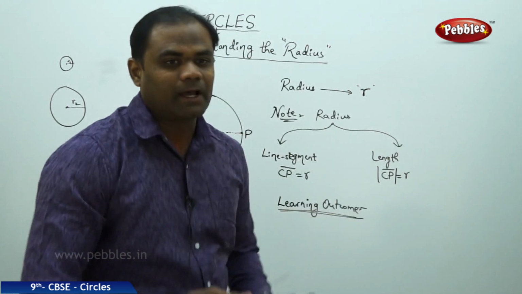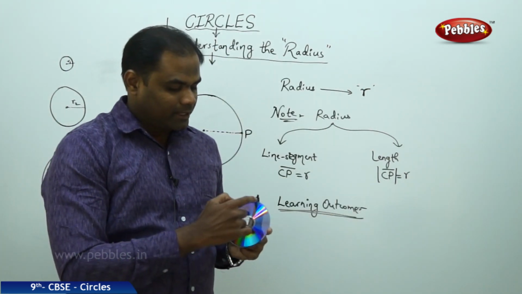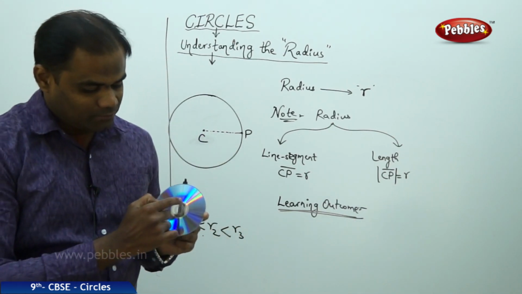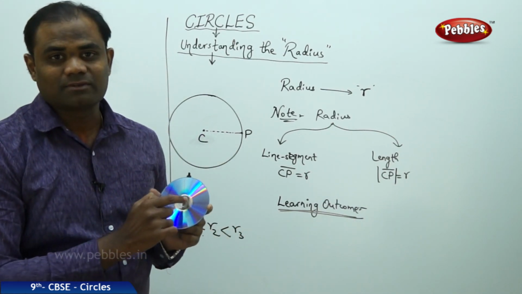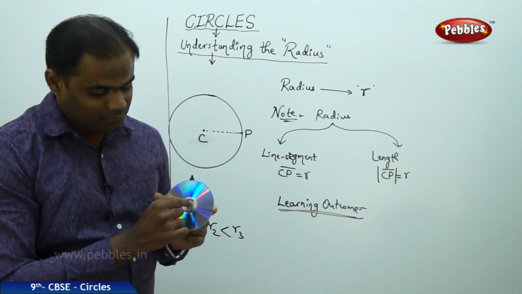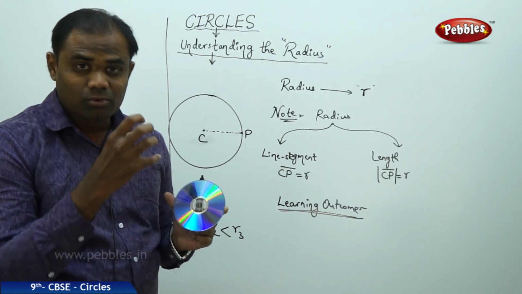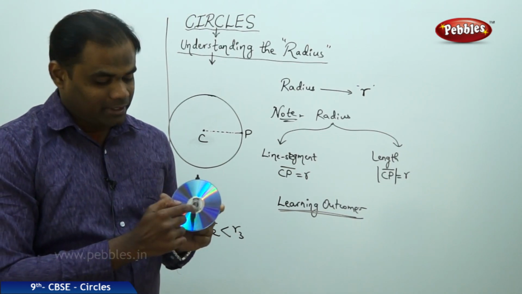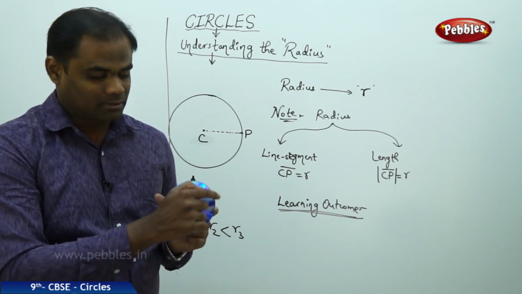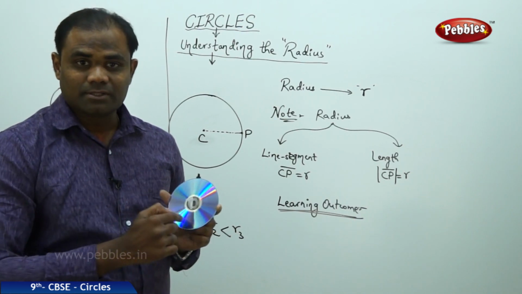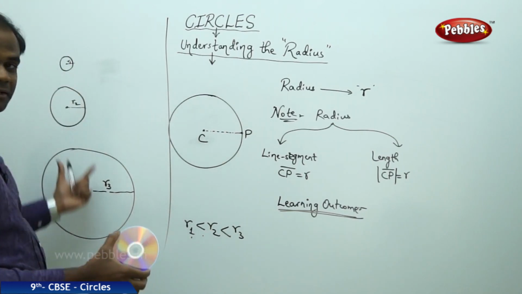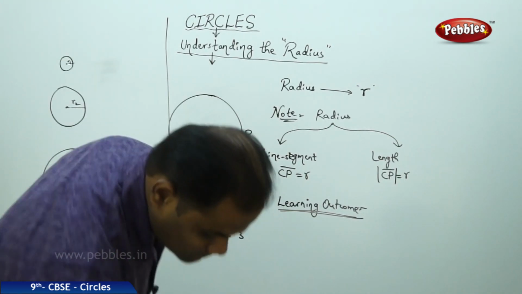Here I have a disk. The radius of this bigger circle is bigger, and the radius of this circle is smaller than the radius of the previous circle, and the radius of this circle is smaller than the radius of the outer circle. The radius of the smaller circle is the smallest, the radius of the bigger circle is the biggest. Is how we connect this with understanding the radius of three circles.